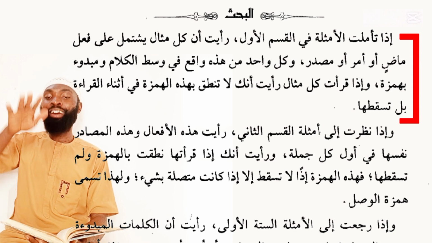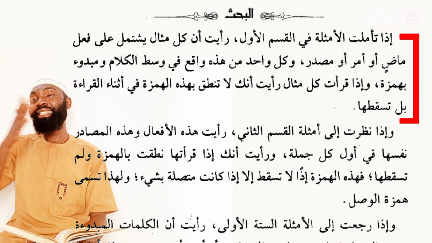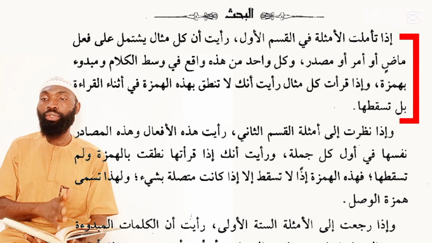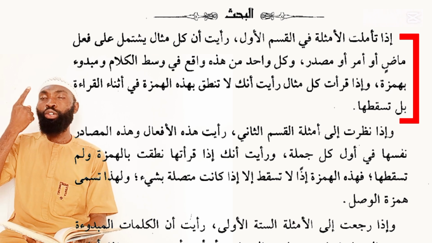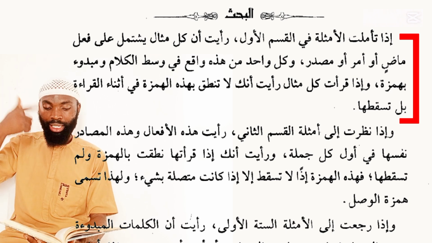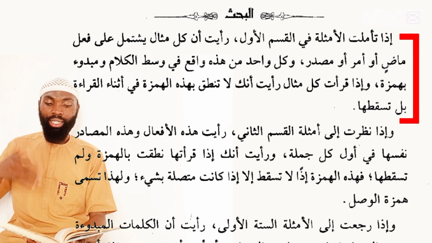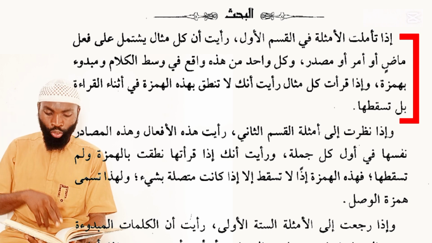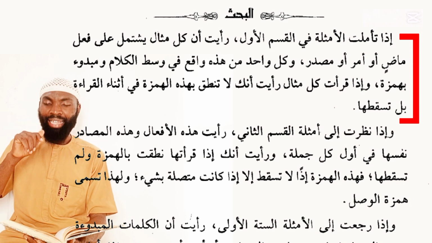This is to say that all of the 15 examples on the right hand side either contain a past tense verb or a command tense or even a verbal noun. We know what verbal nouns are, like the word istibshar, like the word istimsak, like the word ikhtibar, intibah. وَكُلُّ وَاحِدٍ مِّنْ هَذِهِ وَاقِعٌ فِي وَسَطِ الْقَلَمِ.